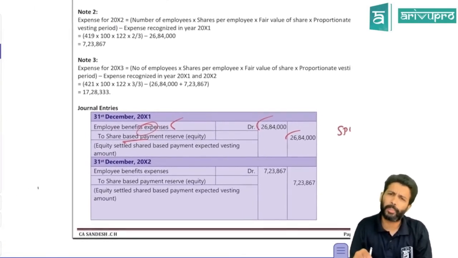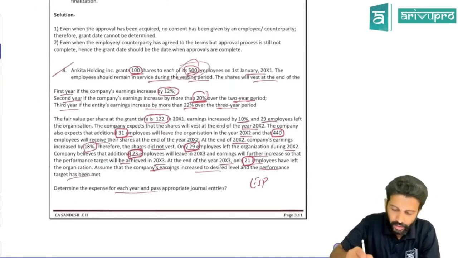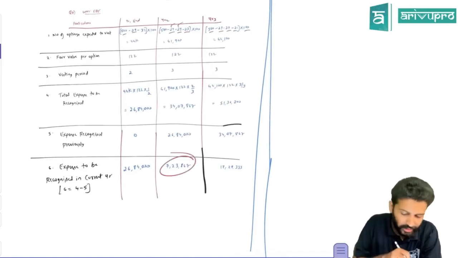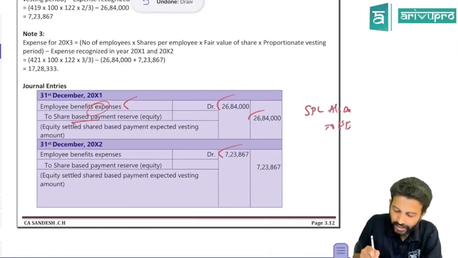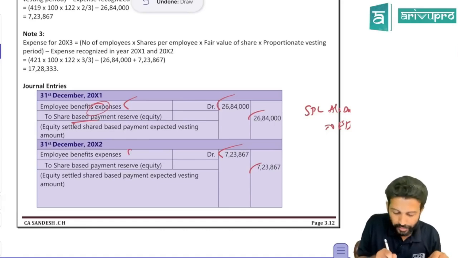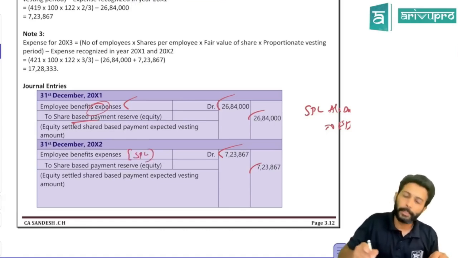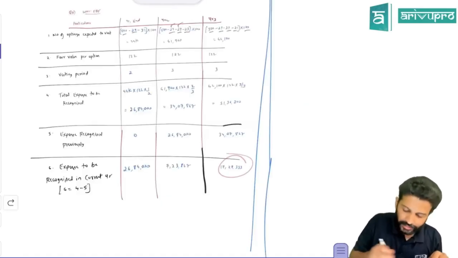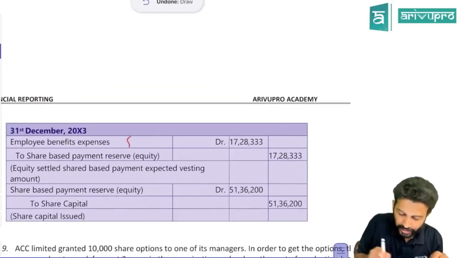Second year, same entry you'll pass. But what is the expense for second year we got? Second year expense for us is 7,23,867. Same entry for 7,23,867. Employee benefit expense to share-based payment reserve. And this employee benefit expenditure, you need to transfer it off to P&L. Third year, what is the expense we got? 17,28,333. That's the same entry they passed for this.